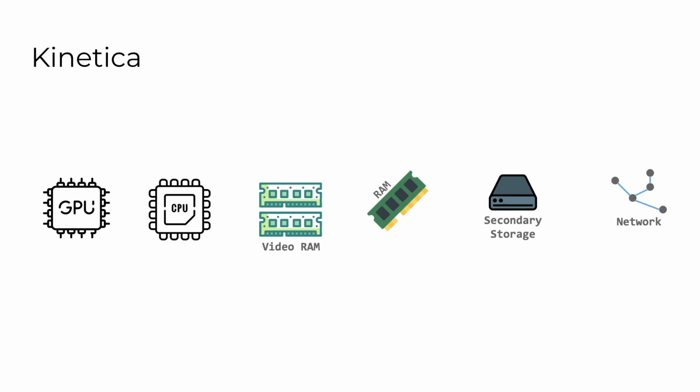But the key thing to remember about the GPU is that it is built for raw throughput and speed. The video RAM, or VRAM, is memory that is dedicated for the GPU. It is separate from the system memory, or the RAM, and is designed to have a high bandwidth so that it can support the high throughput of a GPU.